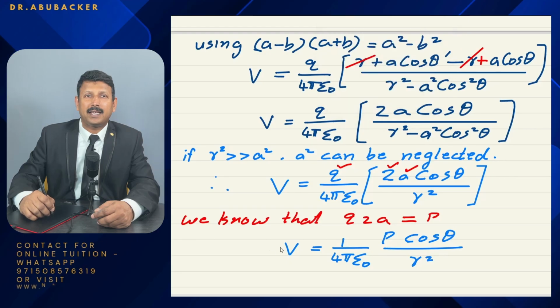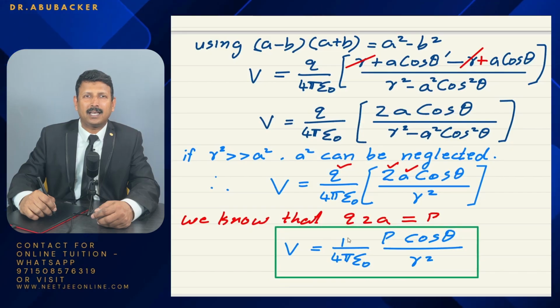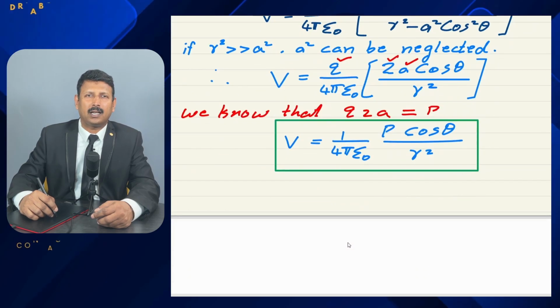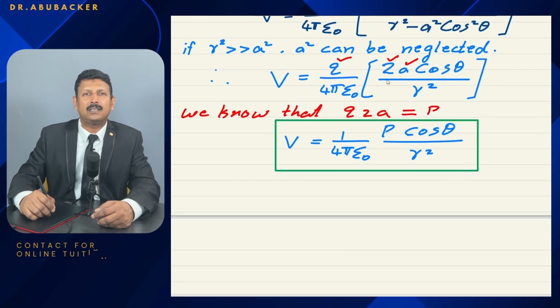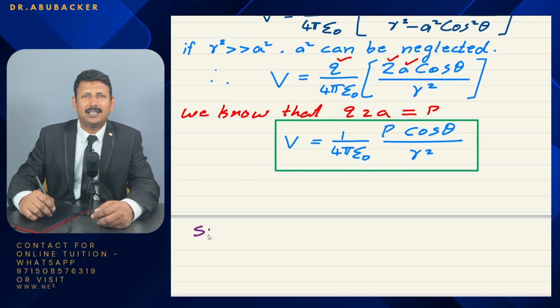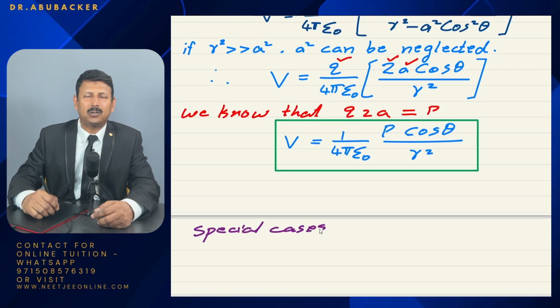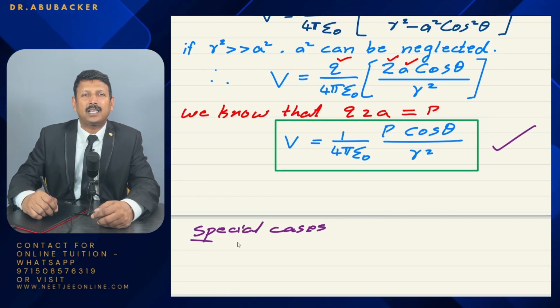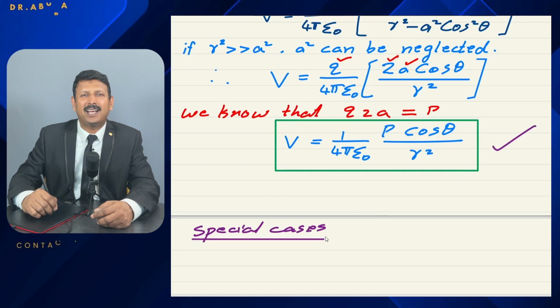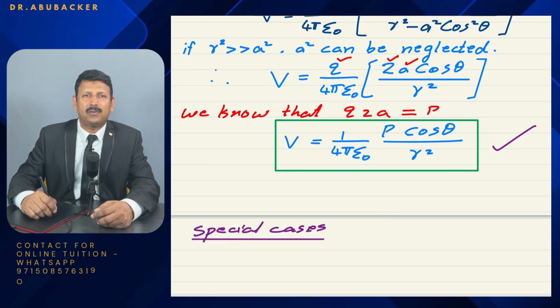This is the standard equation for the field due to an electric dipole. Now we can customize this for the axial line and the equatorial line. But the standard equation is this one, p cos theta by r square. Now I made it maximum simplified. Now the special cases: one is if the point is along the axial line, the other one is if the point is on the equatorial line.